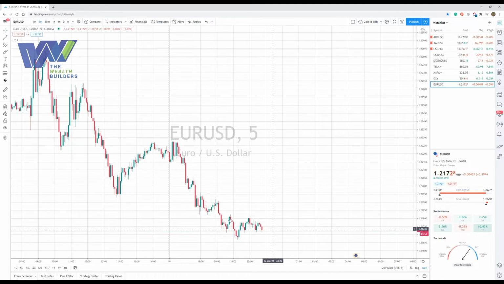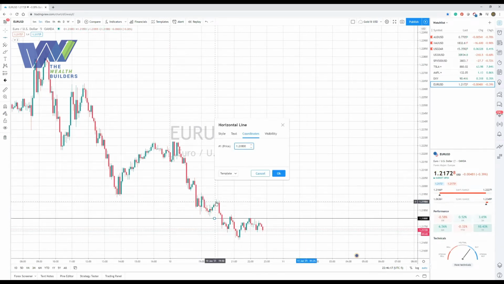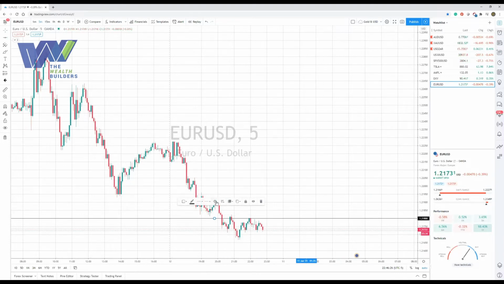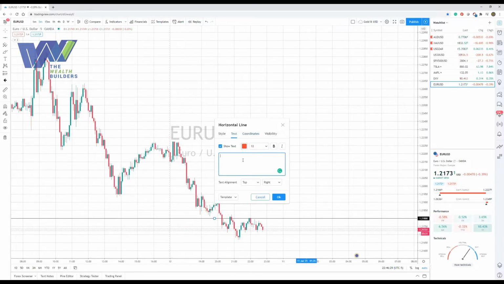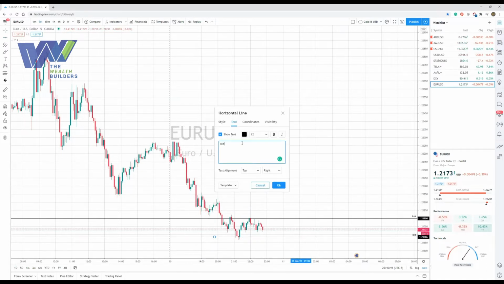If I'm putting in a buy, let me establish this. This would be my ask price, which is above, and this could be my bid price, which is below.